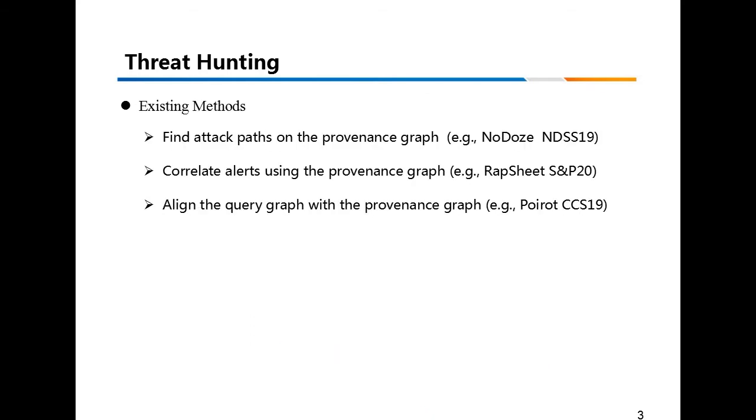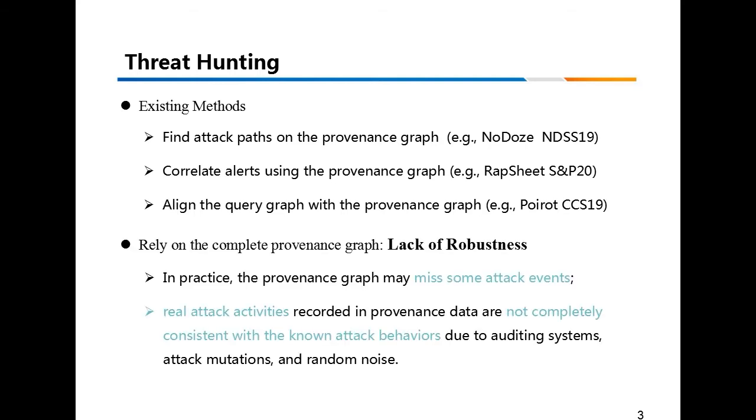Existing threat hunting methods include Nodoze, which finds attack paths on the provenance graphs, Rapsheet, which correlates alerts according to the provenance graph, and Poirot, which aligns the query graph with the provenance graph. These methods have indeed improved the threat hunting abilities. However, these methods rely on the complete provenance graph.